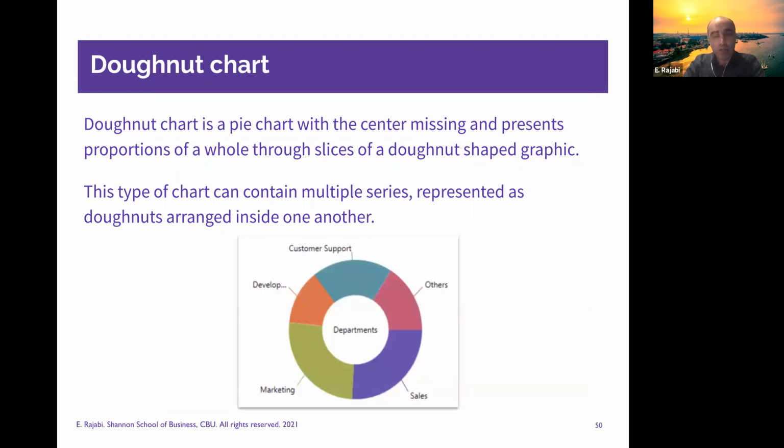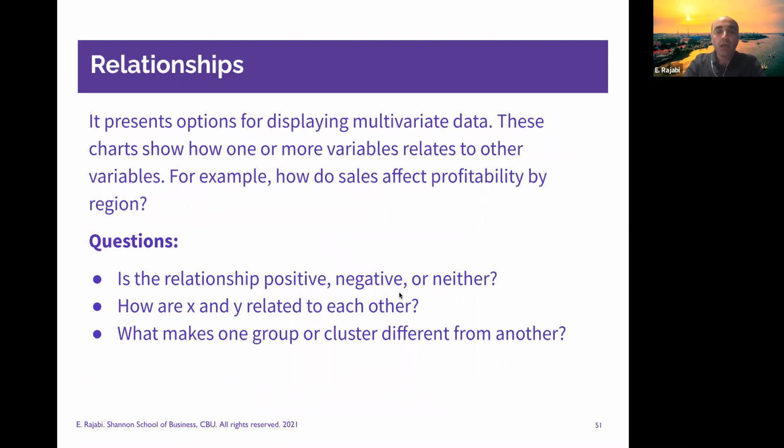Donut chart is similar to pie chart. Here we can use subcategories. This type of chart can contain multiple series and subcategories inside of categories as well. Sometimes we want to use some graph to show the relationship between data sets.